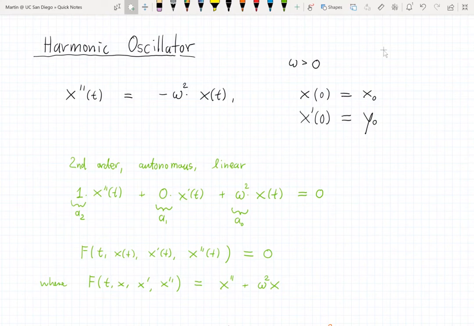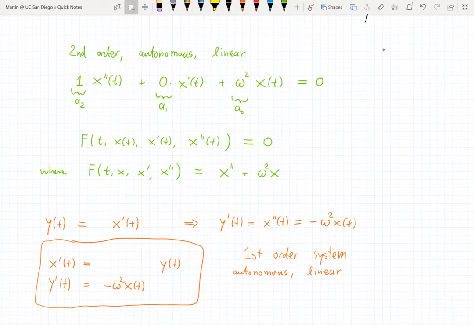As you can tell, the equation is indeed autonomous because t does not enter the definition of f. Now, we would also like to rewrite this as a system of ordinary differential equations, and we remember that we did so by introducing an auxiliary variable for the velocity. So let's define y(t) equal x'(t), from which you conclude that the derivative of y(t), the derivative of the velocity, is just the second derivative of x, the acceleration.